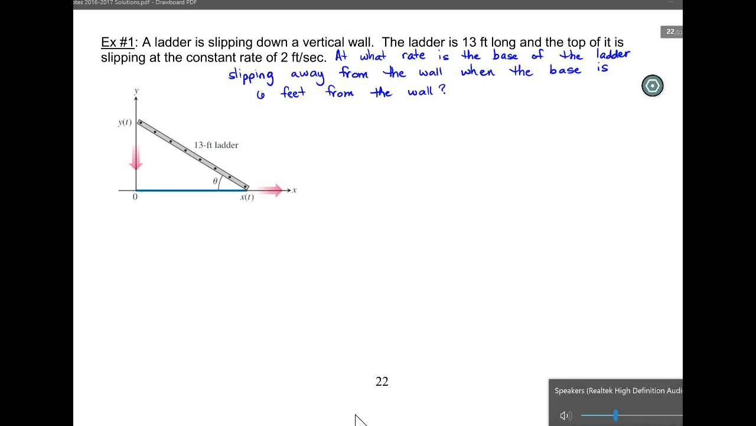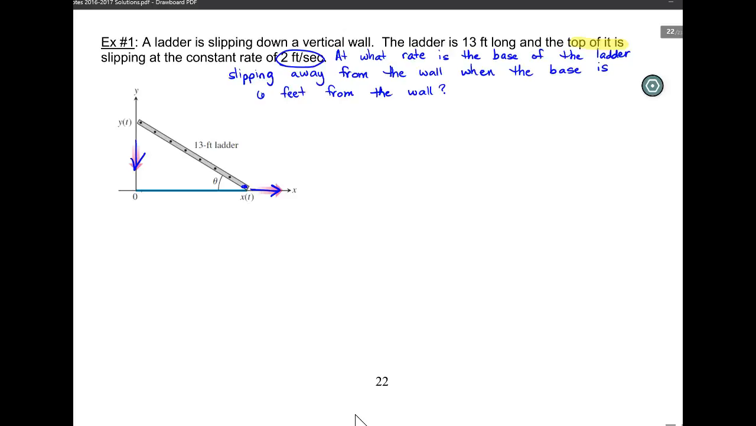So, picture, here's a wall. Here's the 13-foot ladder. And so as it's slipping down, the base of the ladder right here is slipping out. So let's take a look. What rates do we know? Well, we only know one rate, 2 feet per second. That's the rate that the top of the ladder is slipping down.